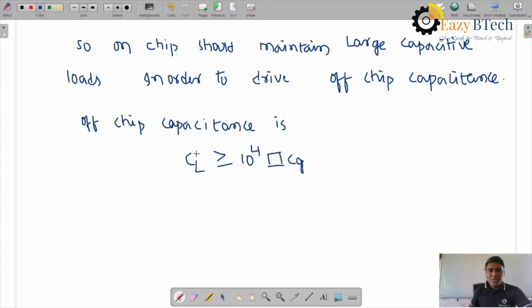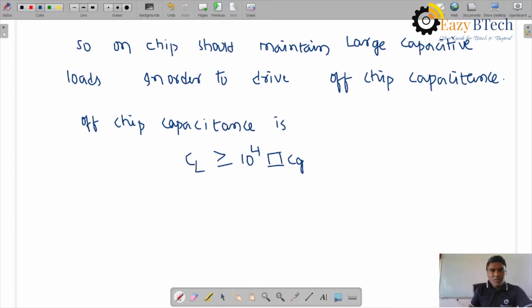In order to drive this load capacitance of off-chip, on-chip should maintain the large capacitive loads in order to drive this 10 power 4 square Cg. It should maintain on-chip this much, 10 power 4 square Cg. More than this, then it will drive the off-chip capacitance.